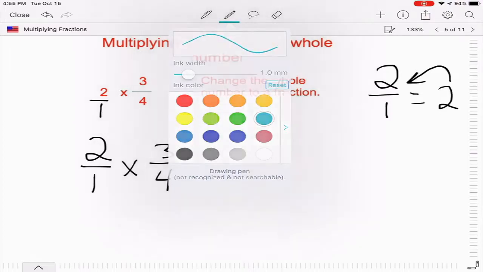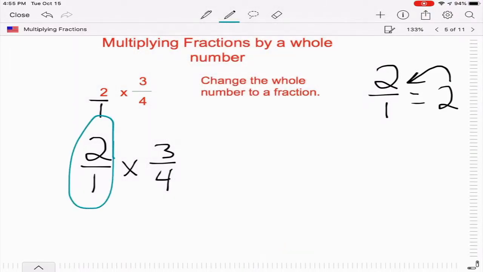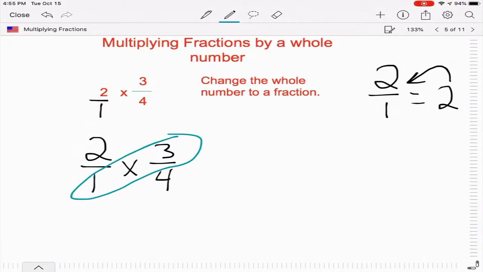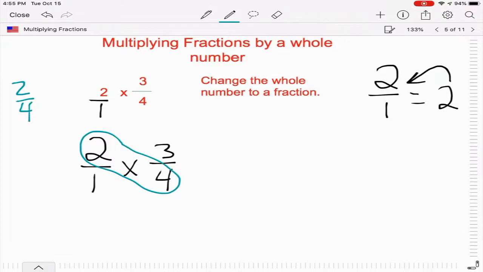So it becomes 2 over 1 times 3 over 4. Again, same exact rules. Can you reduce 2 over 1? No. Can you reduce 3 over 4? No. Can you reduce 3 over 1? No. Can you reduce 2 over 4? Yes. In your head, you got to think of it like this. It's 2 over 4. And what can go into 2 and 4? 2 can, because they're both even. So I'm going to divide both by 2.